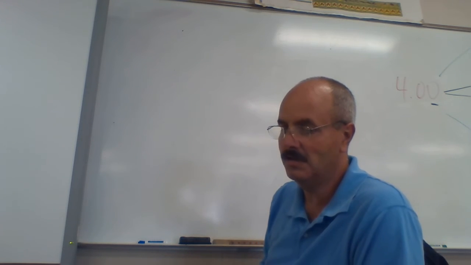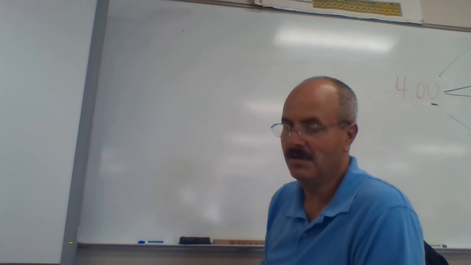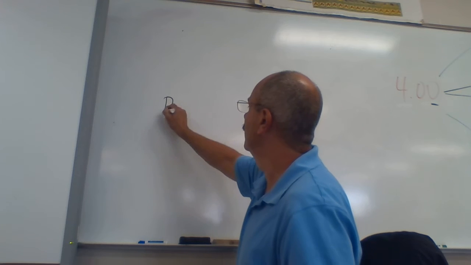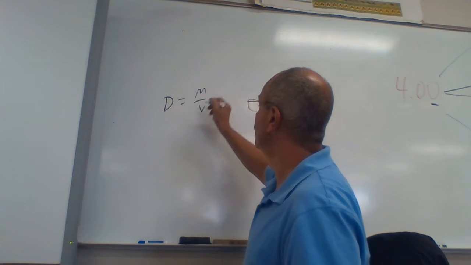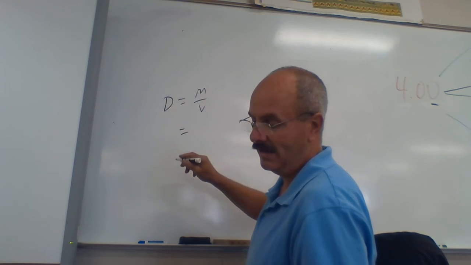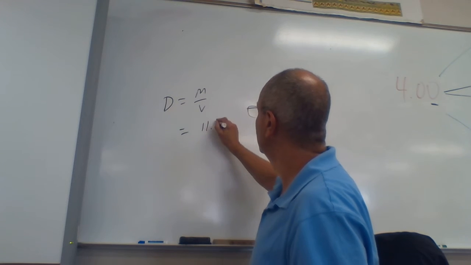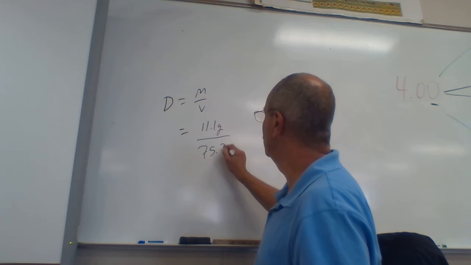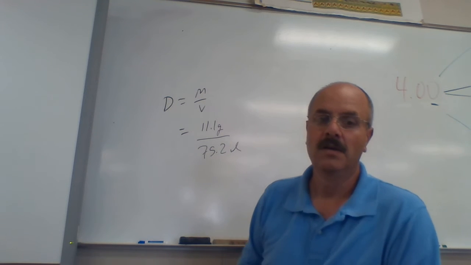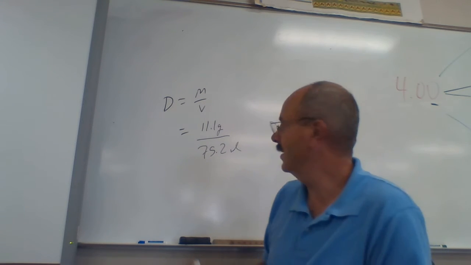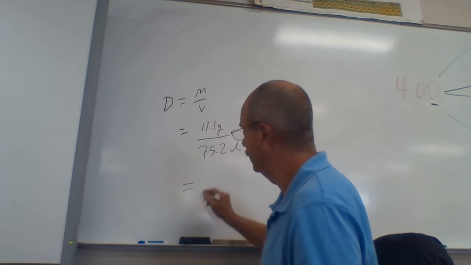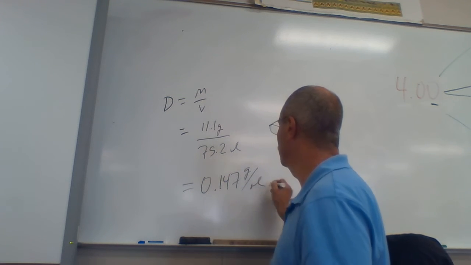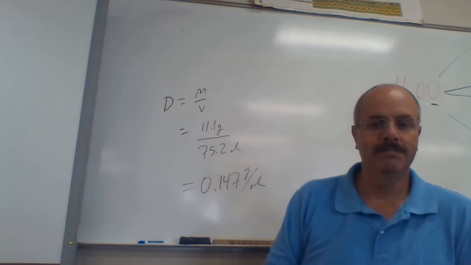Is this necklace pure silver if the density of pure silver is 10.49 grams per milliliter? So we're going density equals mass over volume again. We've got a mass of 11.1 grams, and our volume is 75.2 milliliters. So we divide that out using the calculator again, and we get a density of 0.147 grams per milliliter. Is that silver?